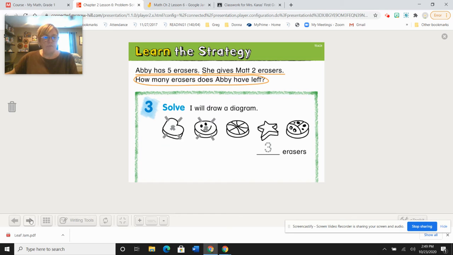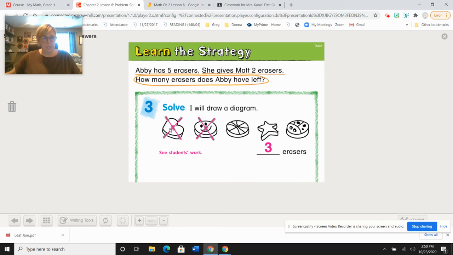Now they have a cute little diagram here for us of the little erasers. They're those little tiny ones, I think, that come in a bag. They're so cool. They're also fun to use as counters. So now she has 1, 2, 3, 4, 5. That's what she had originally. And then she gives Matt 2 of them.